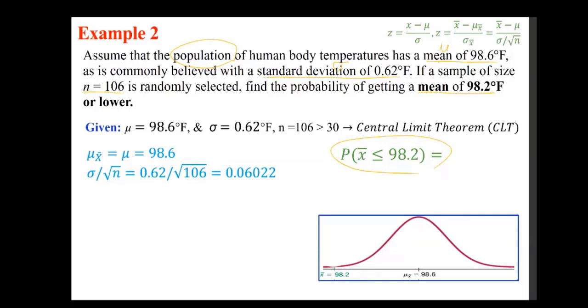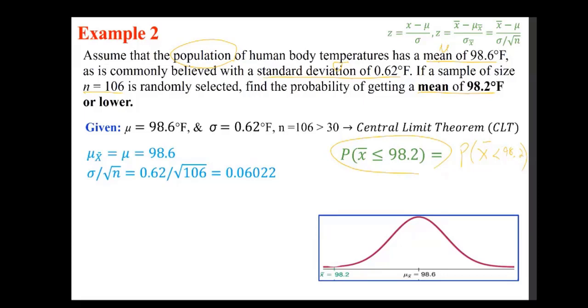By the way, this is a continuous random variable, which means the probability of x bar less than or equal to 98.2 or the probability of x bar less than 98.2 makes no difference. Why is that? Because it's a continuous random variable. For a continuous random variable, the probability of a single value is 0, which is not the case for a discrete one. So it really makes no difference in any event.